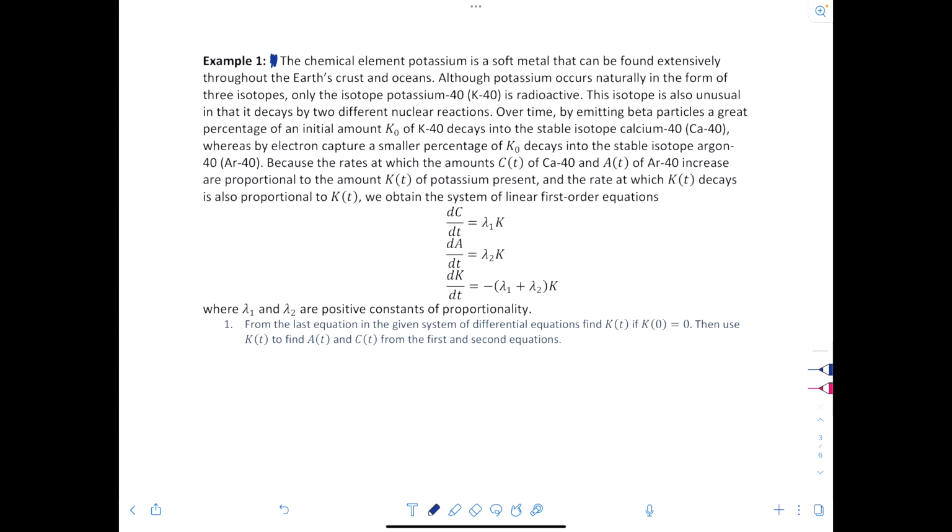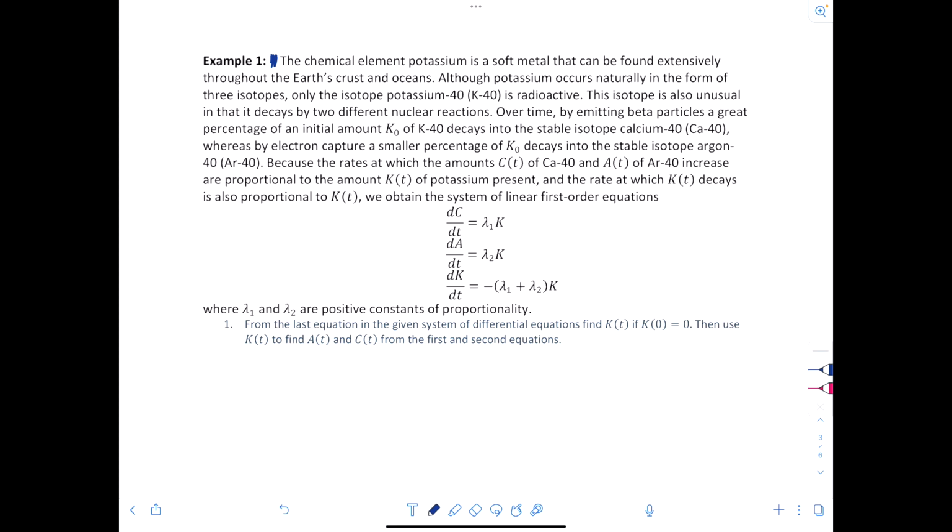The chemical element potassium is a soft metal that can be found extensively throughout the Earth's crust and oceans. Although potassium occurs naturally in the form of 3 isotopes, only the isotope potassium-40, K-40, is radioactive. This isotope is also unusual in that it decays by 2 different nuclear reactions. Over time, by emitting beta particles, a great percentage of an initial amount, K0, of K-40 decays into the stable isotope calcium-40, whereas by electron capture, a smaller percentage of K0 decays into the stable isotope argon-40.